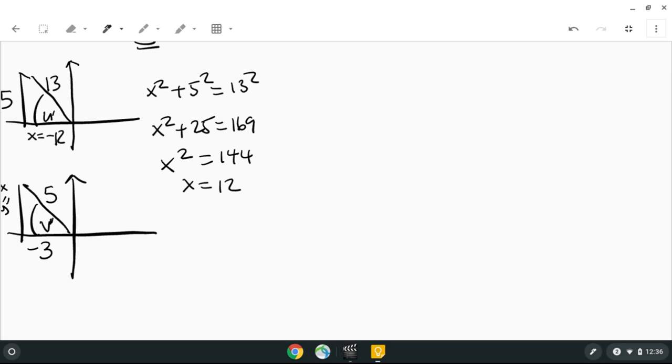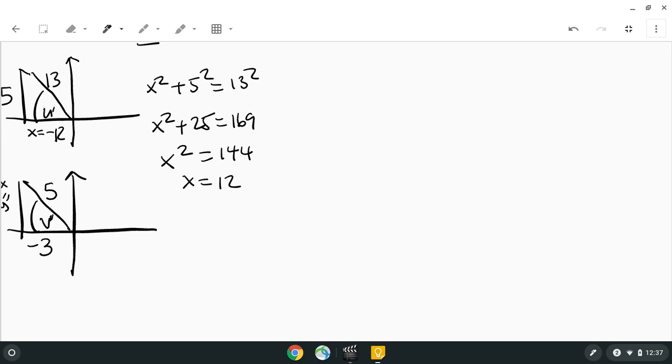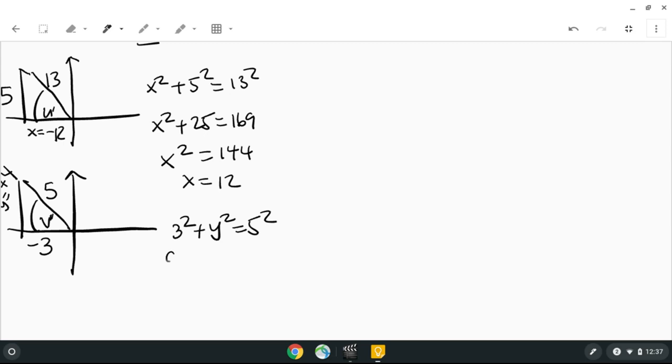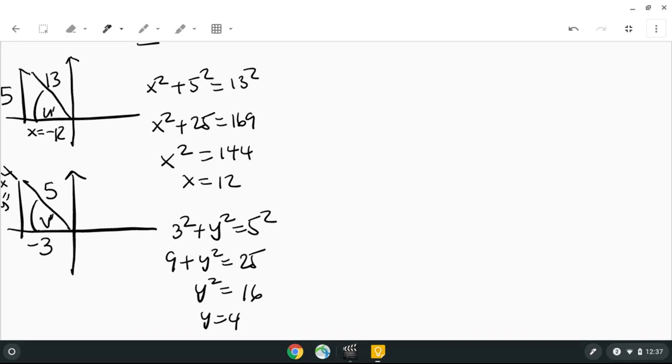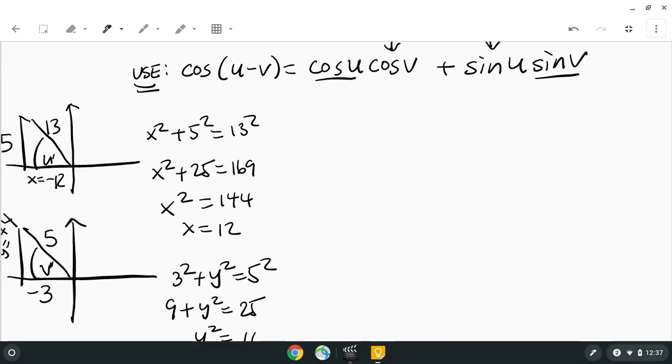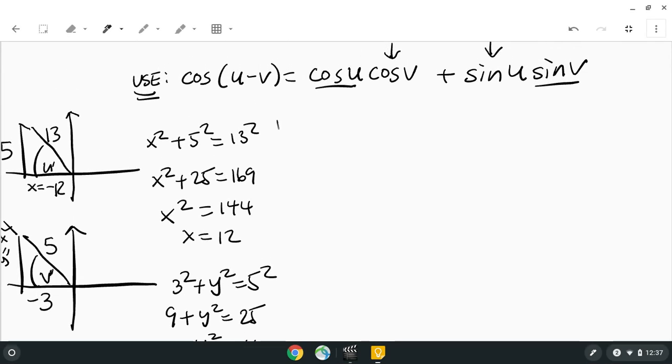Down here, we know this triangle is pretty familiar, so that's going to be a 4. But you can do it the same way. 3 squared plus y squared equals 5 squared, so we get 9 plus y squared equals 25. y squared equals 16, so y equals 4. But you should be familiar with the 3, 4, 5 triangle. So from these drawings, now we can fill in for everything that we need.